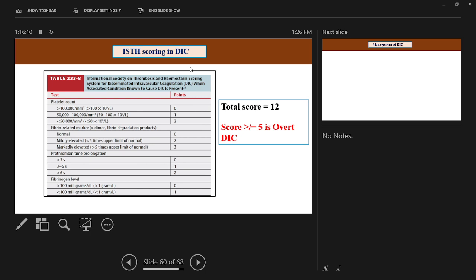It is seen that 20% of the patients with gram-negative sepsis have DIC. In the rest of the sepsis, it is actually variable, sir.